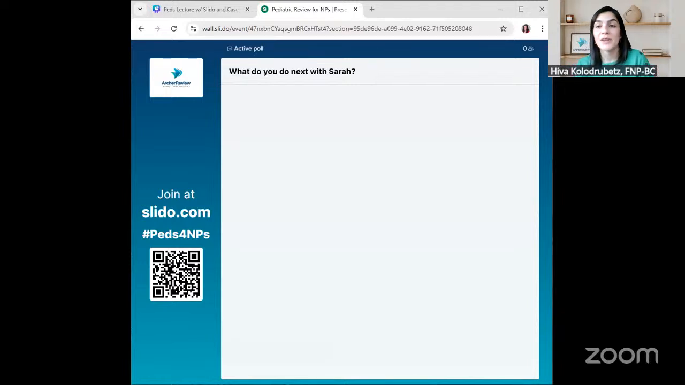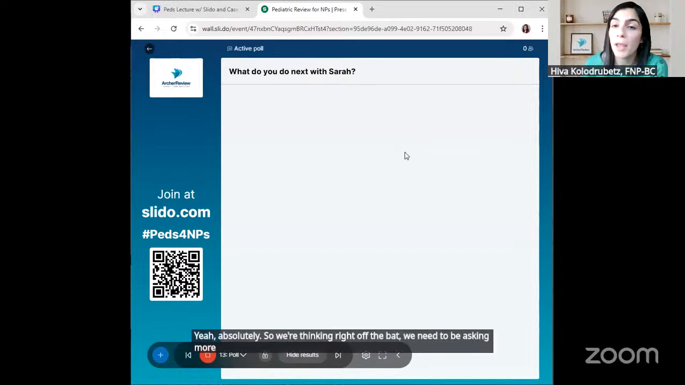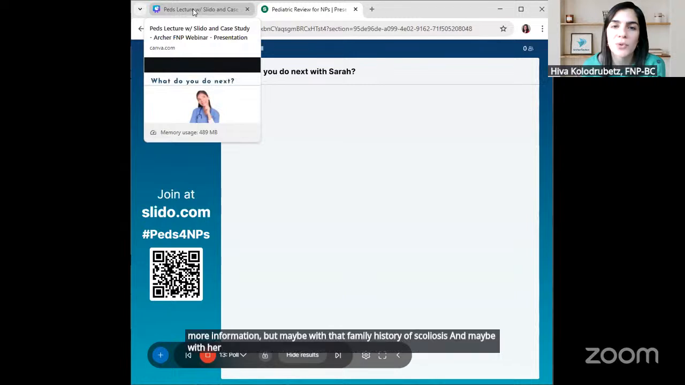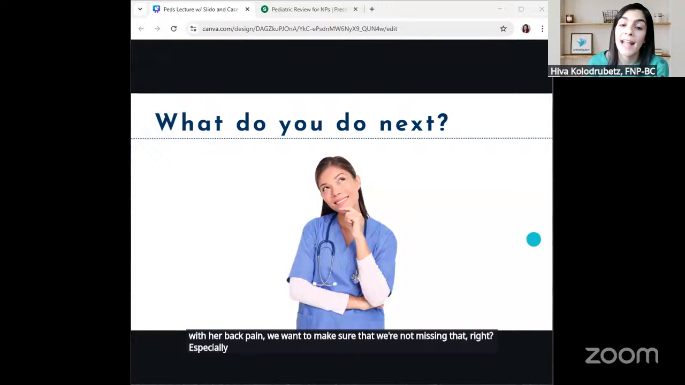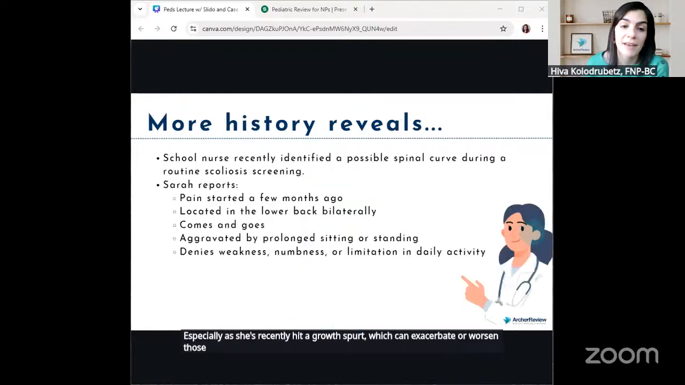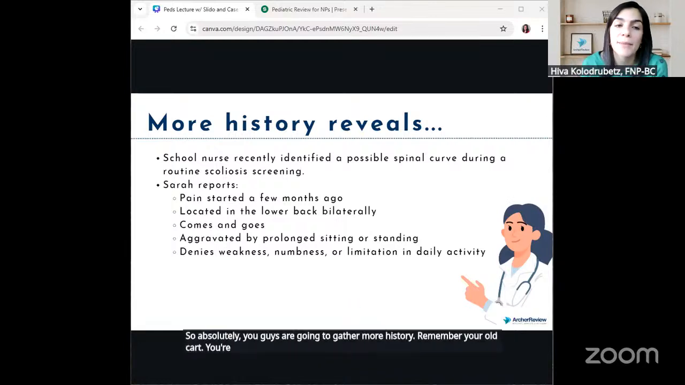Yeah, absolutely. So we're thinking right off the bat, we need to be asking more information, but maybe with that family history of scoliosis and with her back pain, we want to make sure that we're not missing that, right? Especially as she's recently hit a growth spurt, which can exacerbate or worsen those curvatures in the spine. Very nice. So absolutely, you're going to gather more history. Remember your old cart. You're going to ask her more about the back pain, and you're going to ask her more about when it started and how it has been progressing.